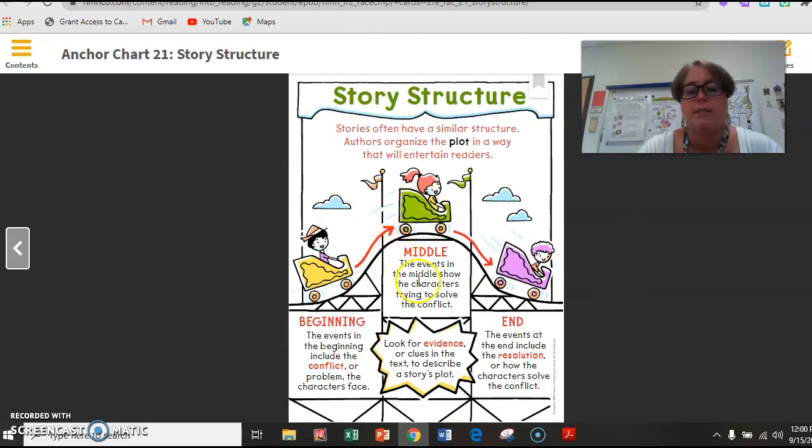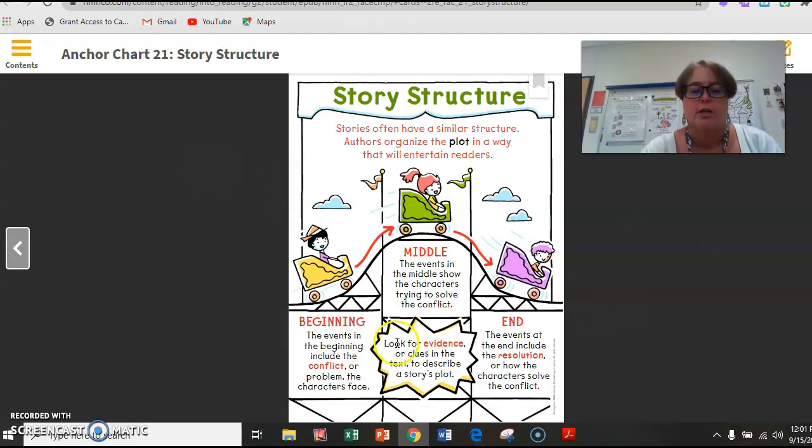The middle, or the events in the middle, show the characters trying to solve a conflict. So when we get to the top of the roller coaster right here, we see the characters trying to solve the conflict. And now, whoosh, we're coming down the backside to the end. The end, or the events at the end, include the resolution or how the characters solve the conflict. So the beginning, you get the conflict, and then we go up, up, up the roller coaster to the middle. That's when the characters are trying to figure out what to do, solve the conflict. And the end, we come right down that roller coaster to the resolution. And the resolution is just how the characters solved the conflict.